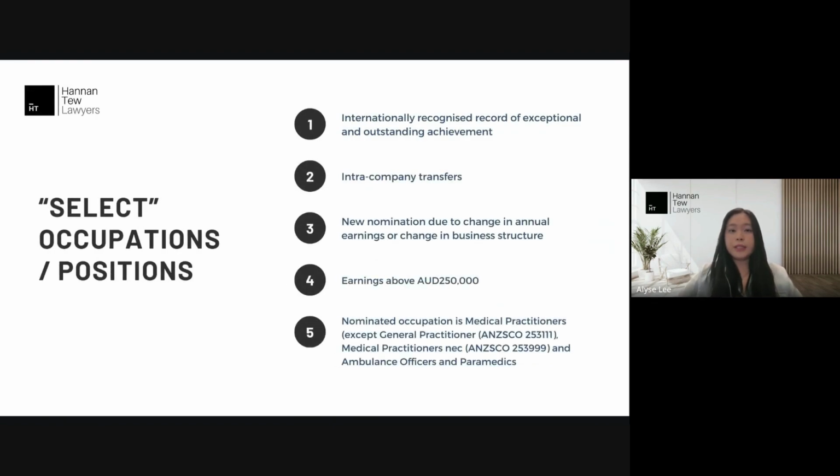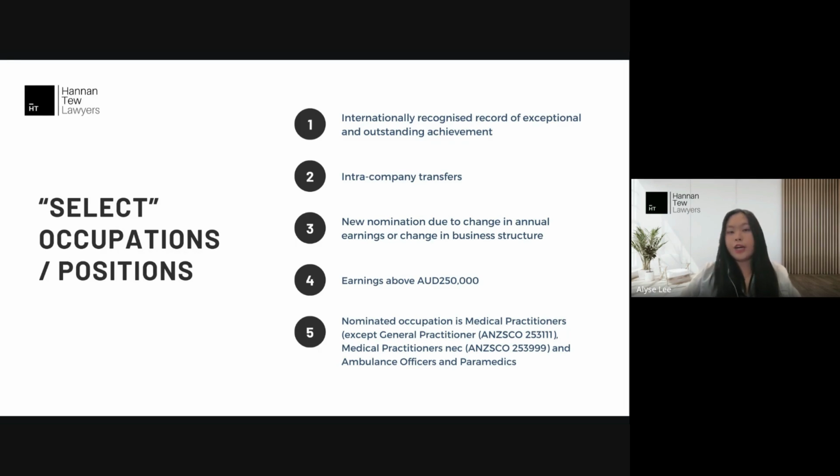There are also LMT concessions where alternative evidence such as a submission from the business to explain why the specific individual is chosen. The first one refers to internationally recognized record of exceptional and outstanding achievement. So individuals that are truly exceptional in their field, so maybe a sports person, research person, or a top talent individual, then they are able to rely on this exemption. Secondly, if the individual is employed by a company overseas that's an associated entity of the sponsor, then we can rely on this concession.